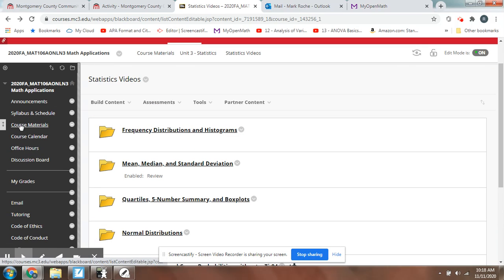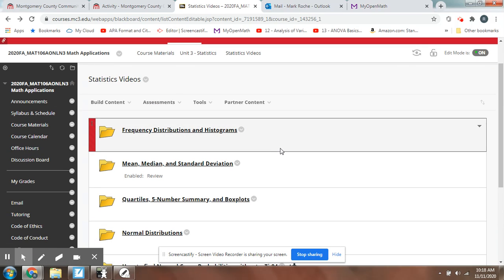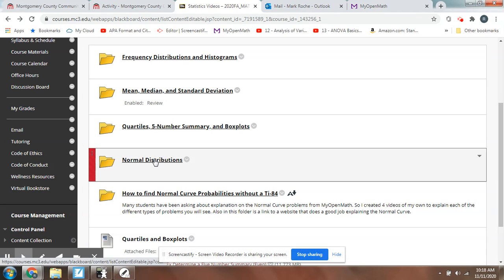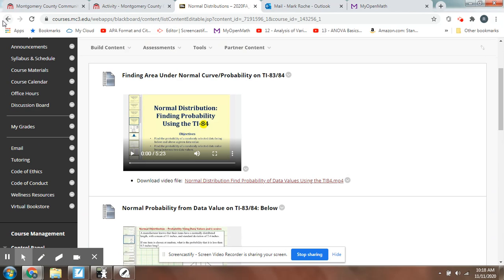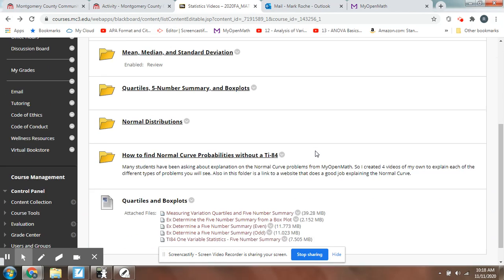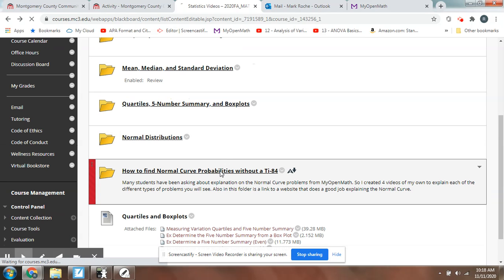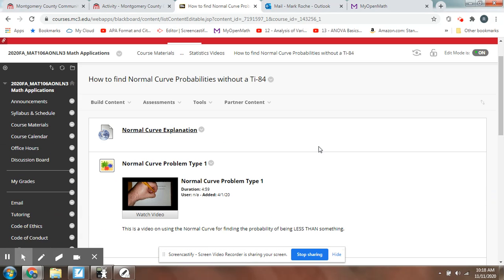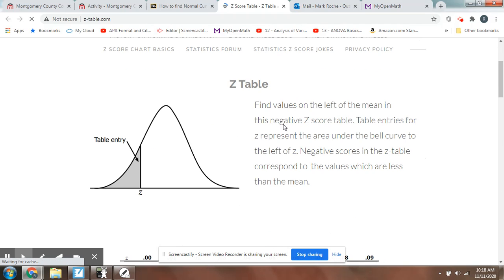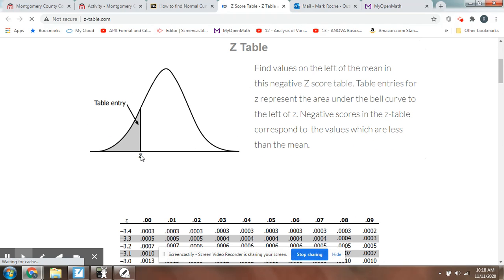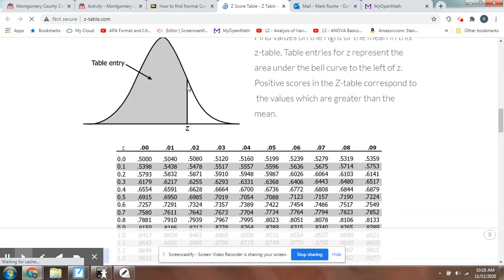Under course materials and statistics videos, if you go to normal distribution, at the bottom here there should be the z table, under "how to find normal curve probabilities without a TI-84." So the bottom of it is the z table. When this pops up, you'll see there's a picture of a z table on this page, and if you scroll down, there's a second page.